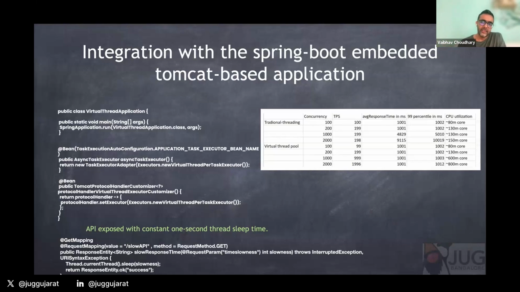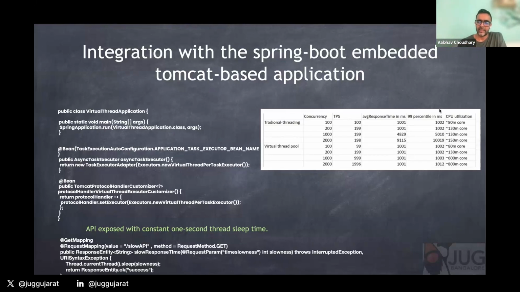Okay, because thread scaling cannot be just done like this. It is not the mathematics which we are doing on paper. Whereas with the virtual thread, you can see when it went from 100, 200 to 1000, the transactions per second went from 199 to 999. And when we went to 2000 threads, it went to 1996, right? And definitely it will have slightly higher CPU utilization. That's very obvious, right? And you can see the 99 percentile, no missing.